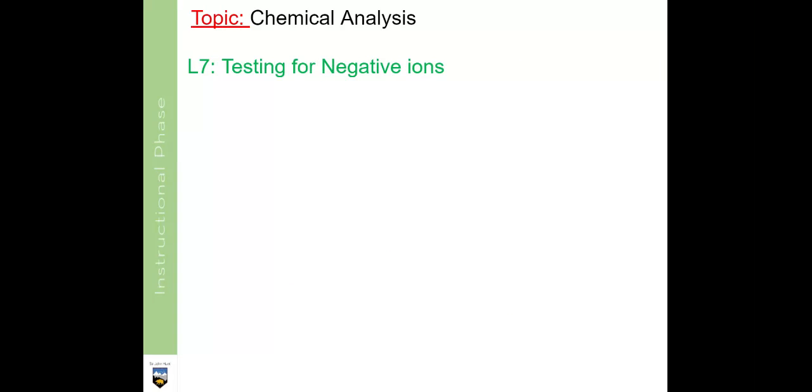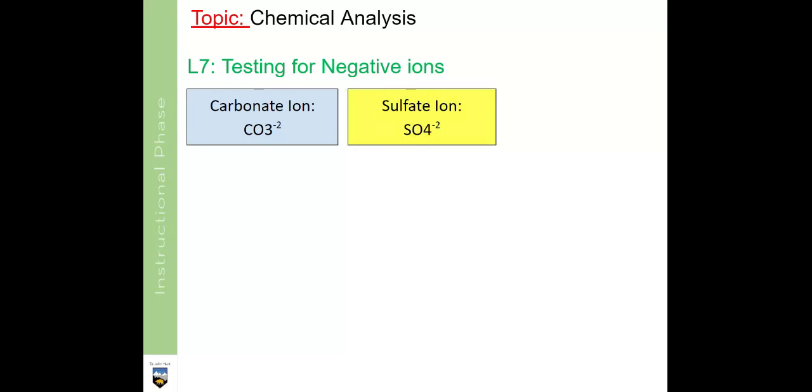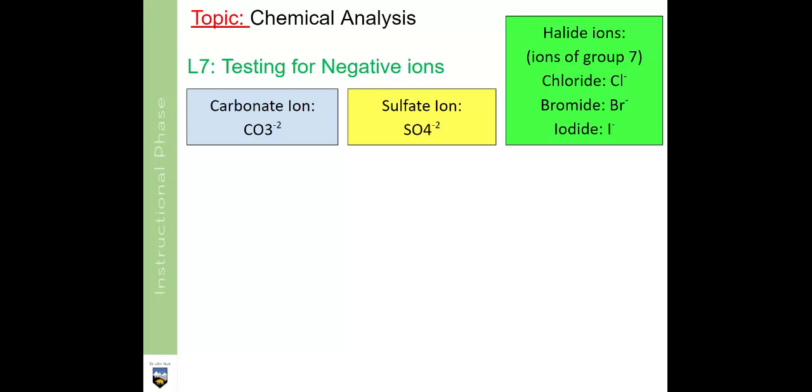That took us to testing for negative ions. Now, there were 3 negative ions you needed to know how to test for. That was a carbonate ion, a sulfate ion, and then the 3 halide ions, chloride, bromide, and iodide.